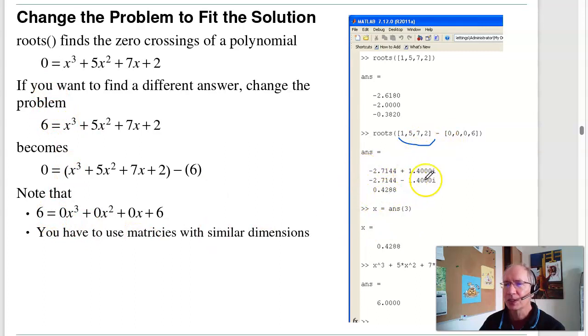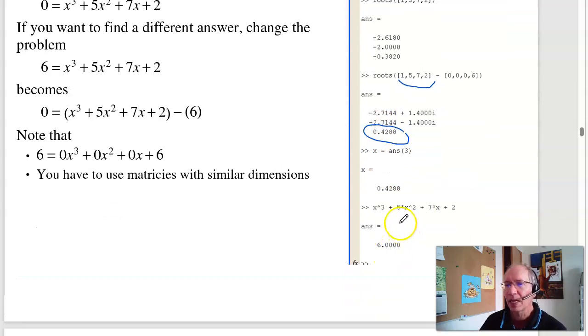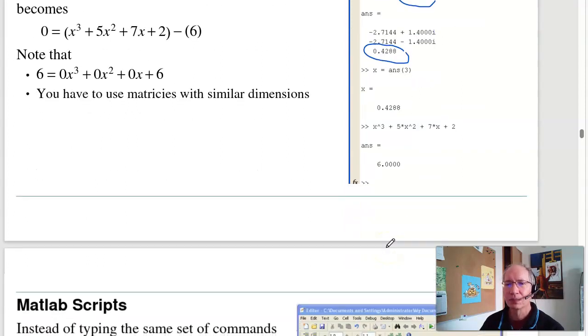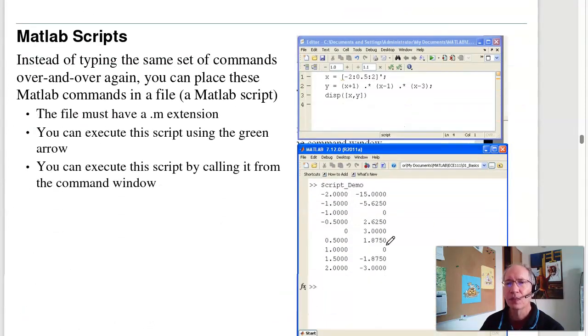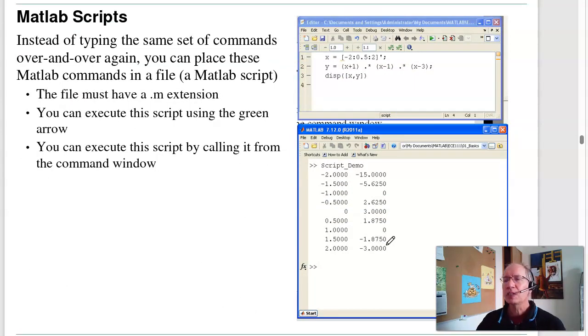So there's 3 roots. 2 are complex, 1 is real. That's the one I want. And I can check. If I say x is the third answer and plug it in, x cubed plus 5x squared plus 7x plus 2 is 6. So that's one use of Matlab.